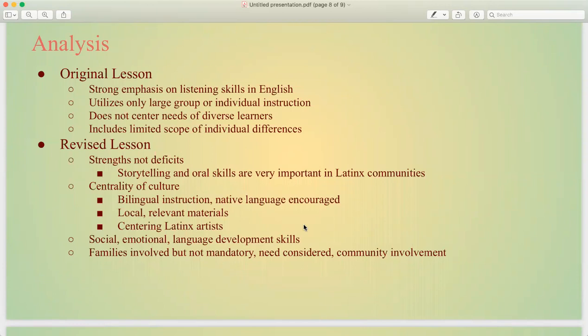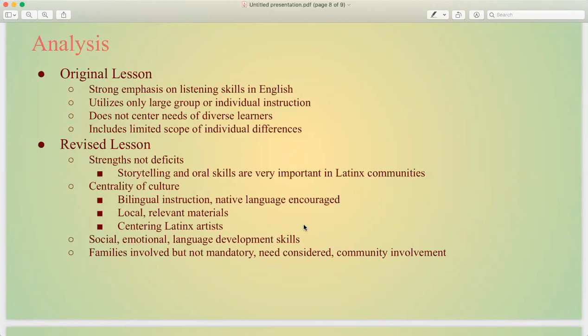So, storytelling and oral skills, which are really important to this lesson, are also something that are utilized a lot in Latinx communities. So, providing students a way to do that in a way that's natural in their own language and makes sense for them. And then, secondly, really putting culture at the forefront with the bilingual instruction and native language, obviously, and also just providing materials and examples that are relevant in the community, from the community, and that the children have a reference point to build off of.